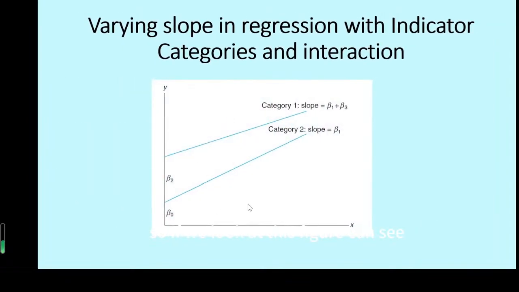So if we look at this figure, you can see this is the model in which the categorical variable is 0, and this is the model for categorical variable equals 1. So these two models are non-parallel and have different intercepts.